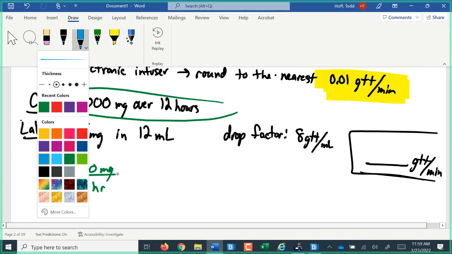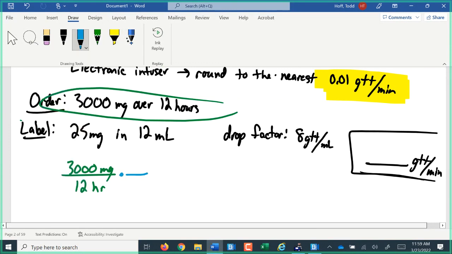And just as we did in each of the previous examples, since we have to change the time from hours to minutes, that's going to be our first step, is to go from hours to minutes. 1 hour is 60 minutes. Put the hour on top so that it cancels out with the hour on bottom.